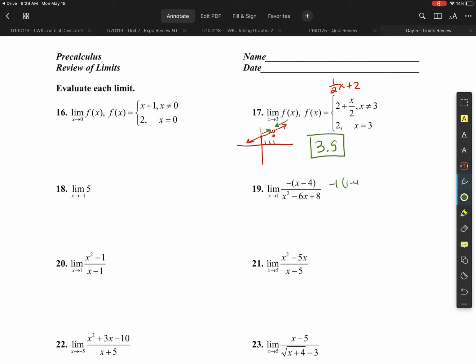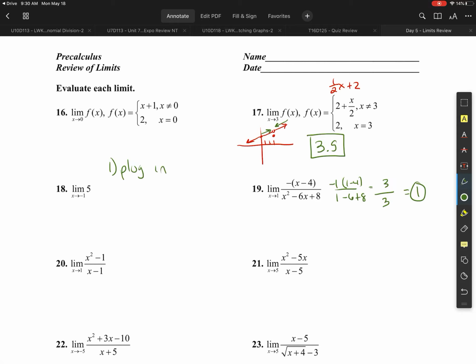All right. Problem 19, option 1, plug in. -1, 1 minus 4 over 1 minus 6 plus 8. So we got -3, we got 3, we got 1, 9, 3, 1. So we plugged in, we got an answer. We're good. All right. Problem 21, plug in. 5 minus 5 is 0. Not okay. So method 1, plug-in doesn't work.